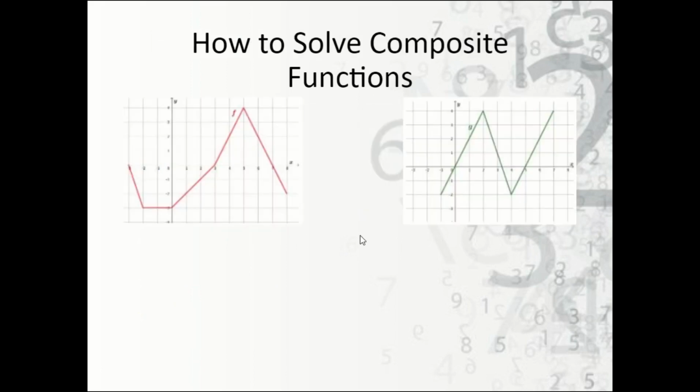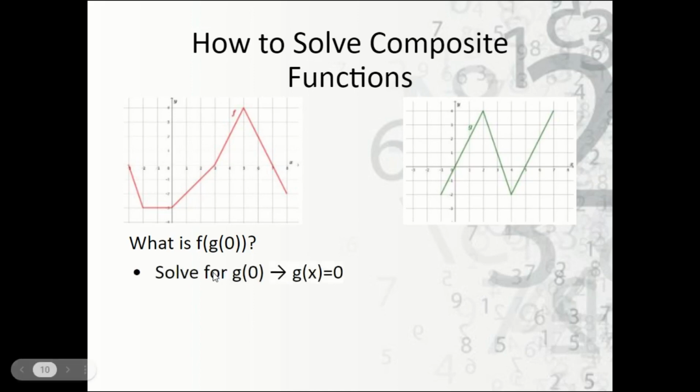Now, how do we solve composite functions? So if we're given something like this is f and this is g, and I want to know what is f of g of 0. Well, what that really means is I'm going to solve for g of 0 first. So whatever's in the innermost parentheses, that's what I do first. So when I do that, I find g of 0, which is 0.